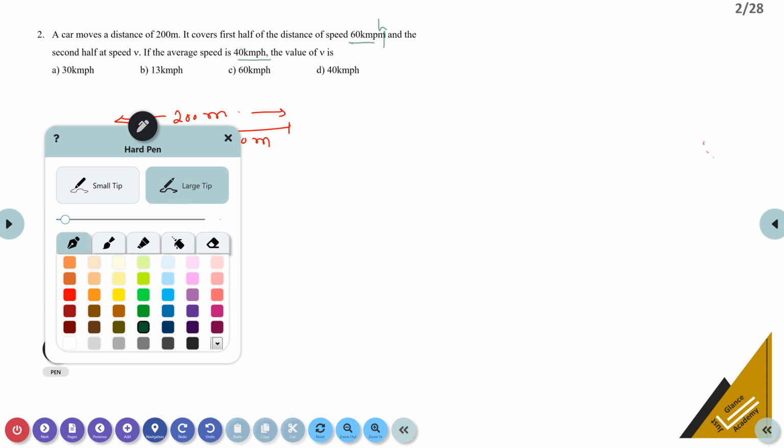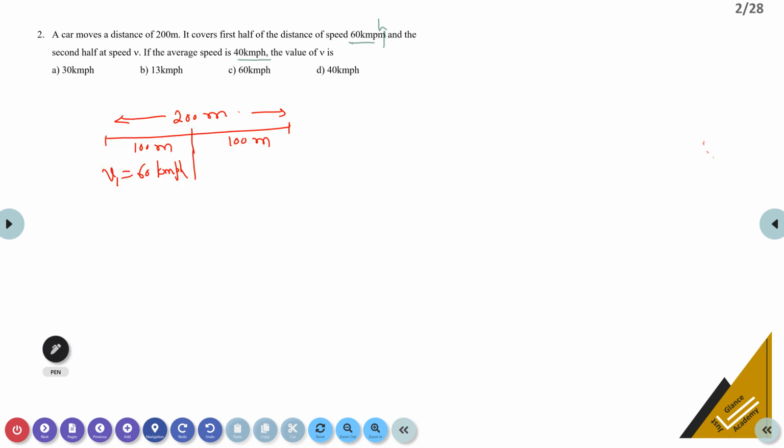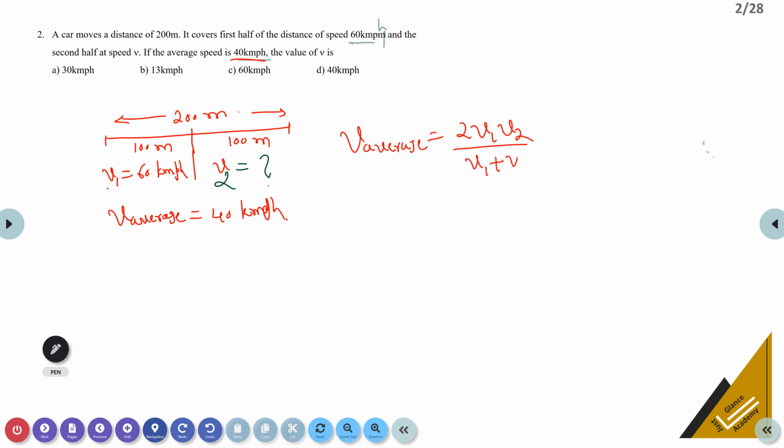Next, here it covers the distance, and we don't know V2. But the average has been given here, V average equals 40 kilometer per hour. Sometimes he'll give V1 and V2, and we have to calculate V average. But in this problem, as V1 and V average are given, we should make use of the formula V average equals 2 V1 V2 divided by V1 plus V2.